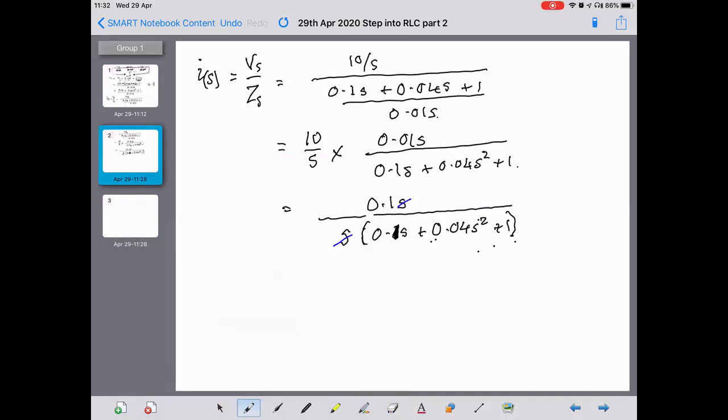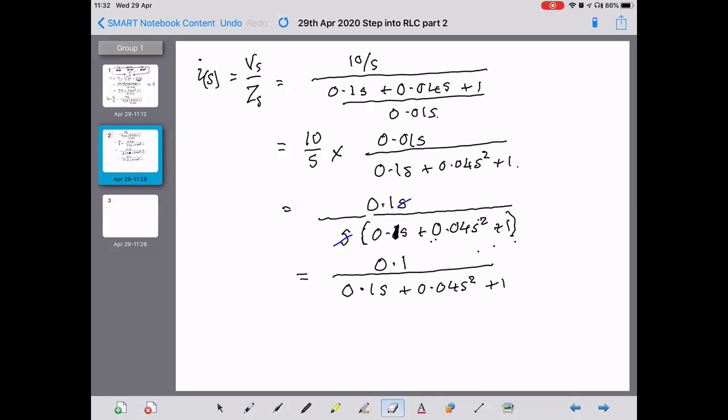0.1 S plus 0.04 S. So effectively we've got this. I'm going to write it out again: 0.1 divided by 0.1 S plus 0.04 S squared plus 1. All happy with that so far?